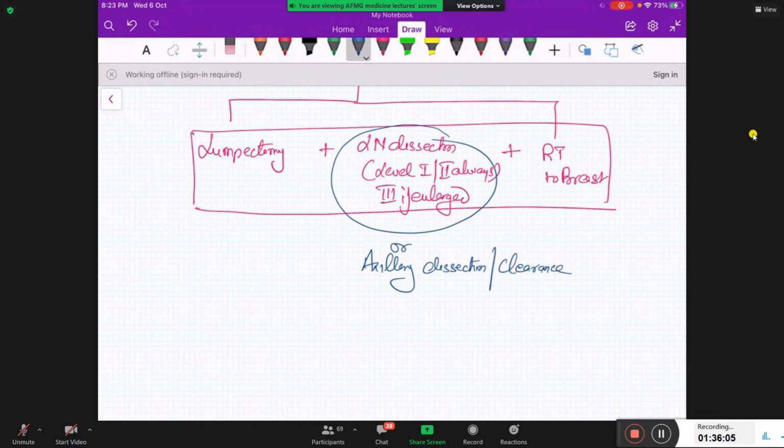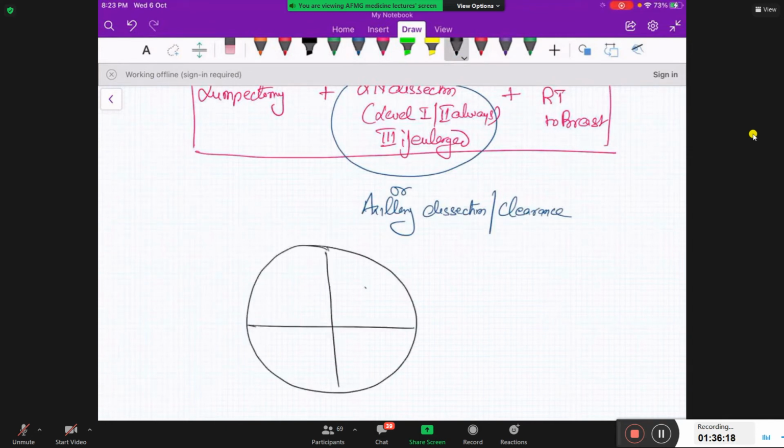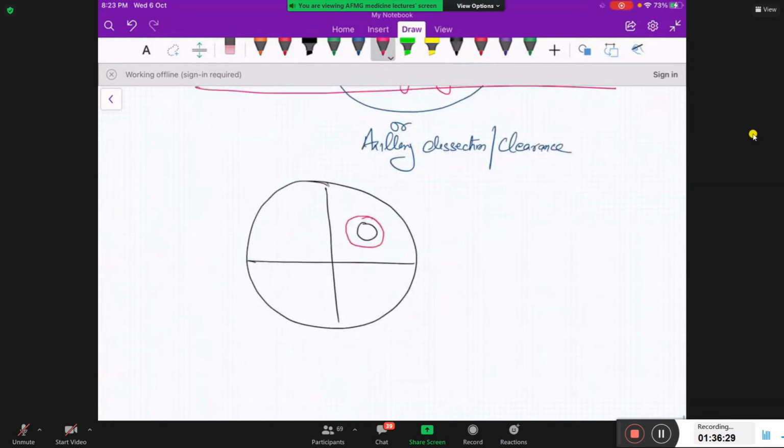Okay, अब इसमें करते क्या है? Let's understand what we are going to do in this procedure. Imagine this is the breast and this is the lump. In this procedure, we will excise this lump. I'll first tell you the overview and then the important intricacies. We will excise this lump, okay?